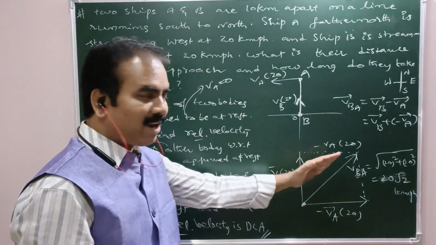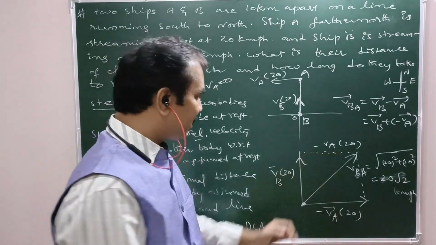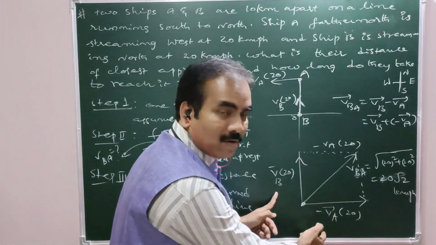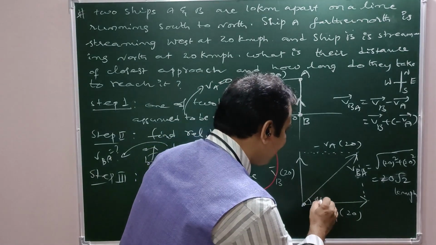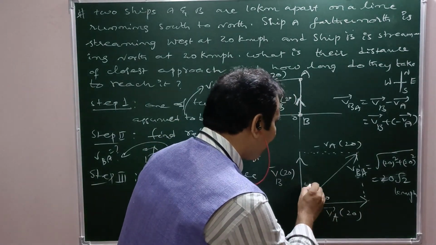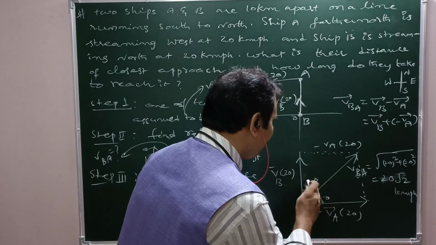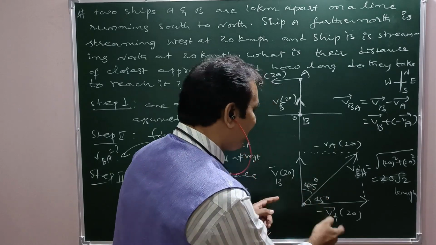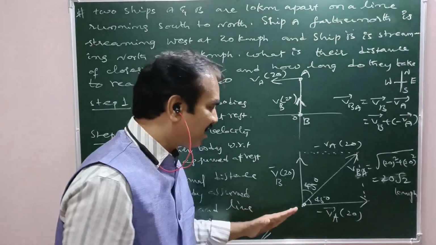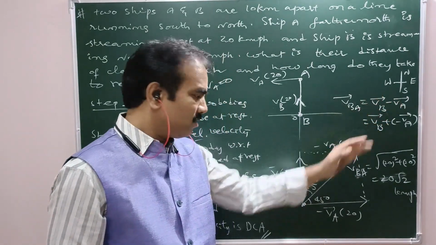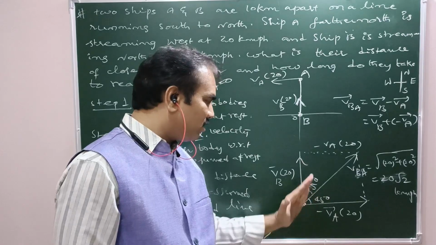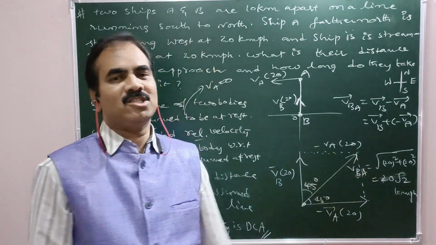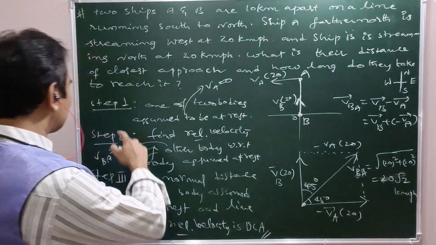What is the direction of the relative velocity of B with respect to A? These two are of the same magnitude, so the resultant bisects. This is 45 degrees, and this is also 45 degrees. Why? Because the parent vectors are of the same magnitude, the resultant bisects, so these two angles are equal. What is the net angle here? 90, so it divides into 45, 45. So the second step is over.